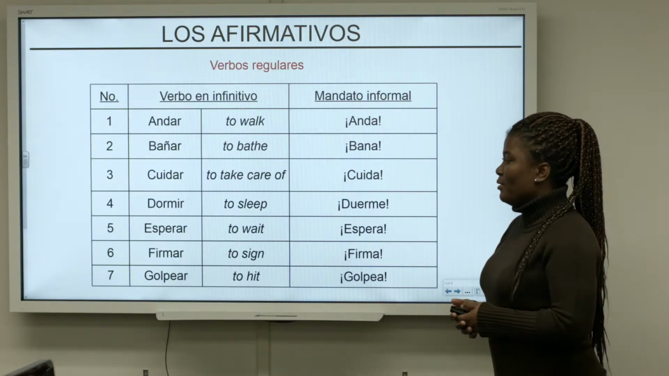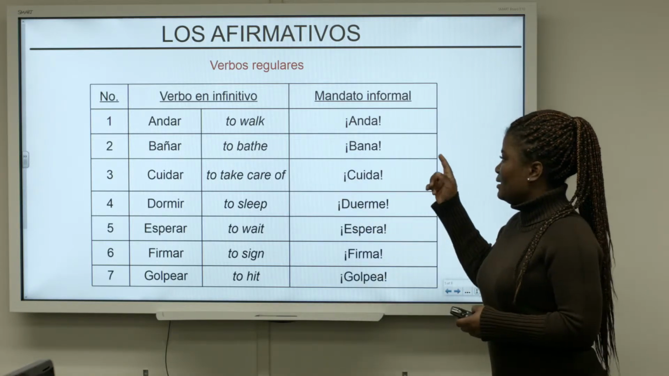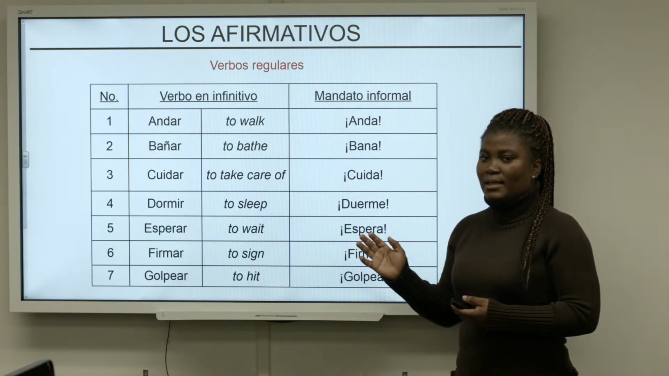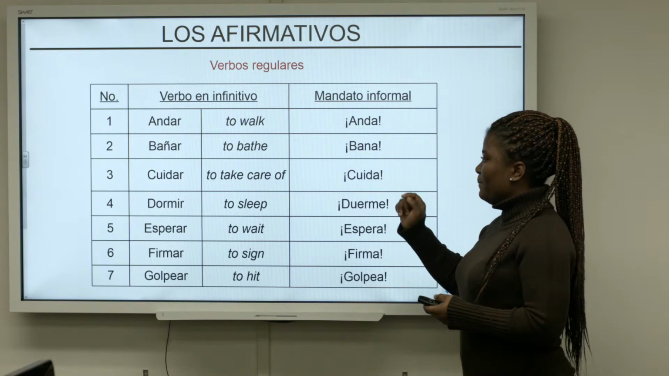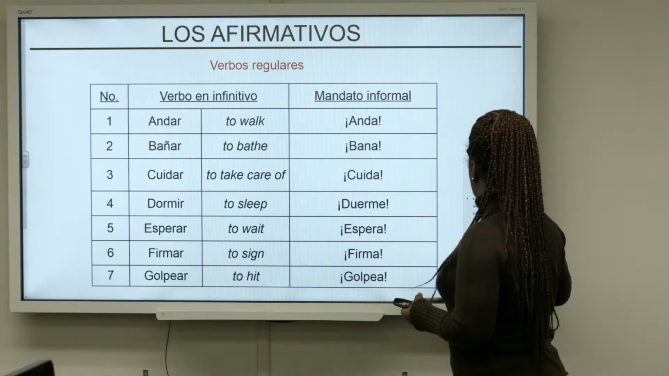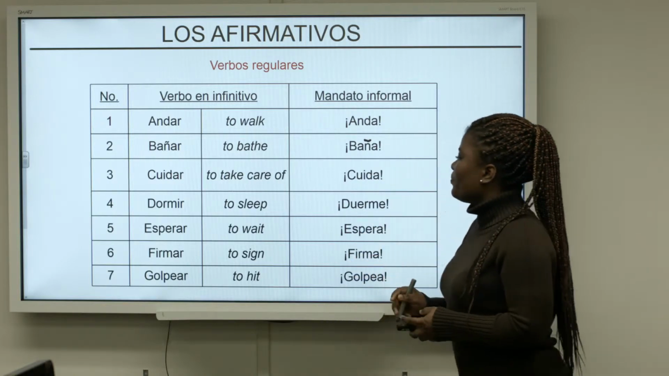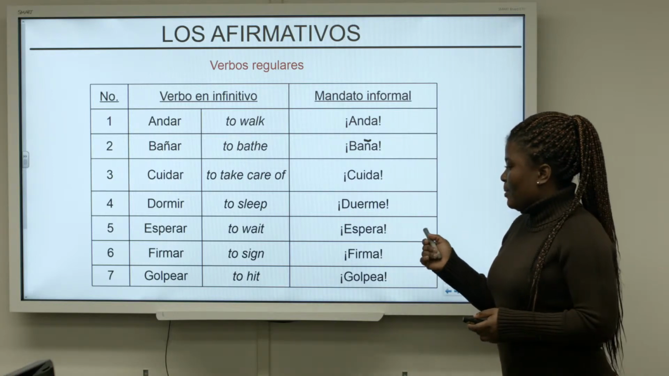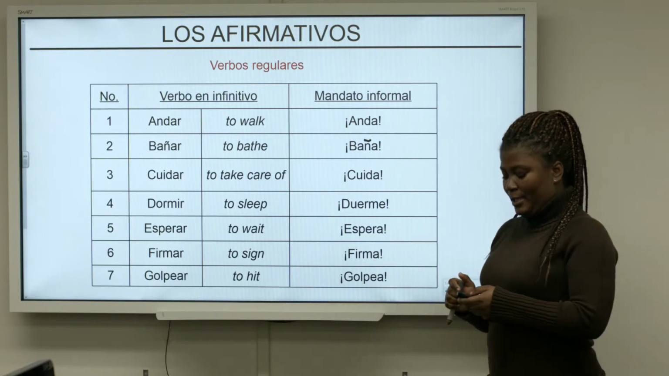Now, let's look at regular verbs in the affirmative. We have andar, for example, to walk. We have anda. So it is conjugated in the third person singular, él, ella, usted, anda, in the present tense, and that is used as the imperative. In the same way, bañar, baña. And then we have cuidar, to take care of, cuida. Dormir, duerme. Esperar, espera. Firmar, firma, and then golpear, golpea.